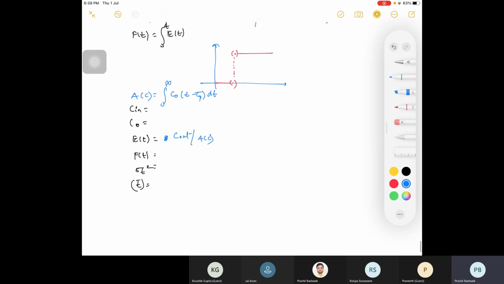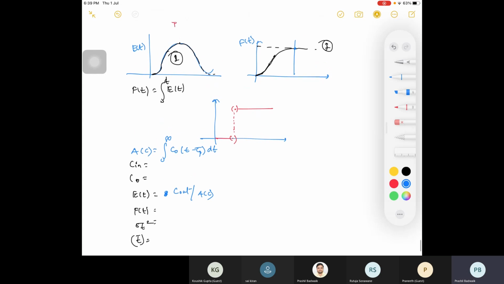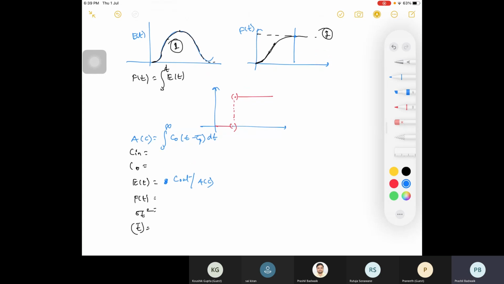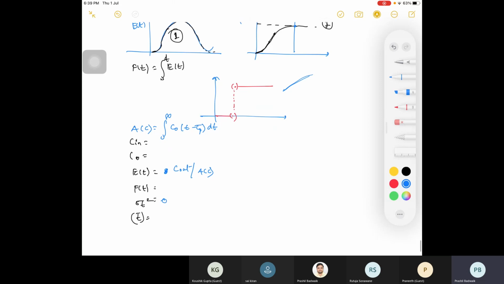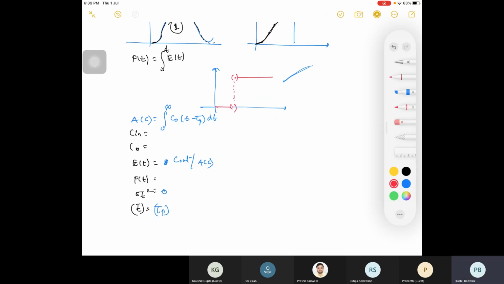Then f of t, you will be having an equation, but practically I'm writing the curve. This is your curve. Then sigma t square is 0, t min is equal to tau p. So you need to think, this is your homework. What is your E of theta? This will have the same value as your E of t curve, but in terms of dimensionless, you need to think this. Okay.